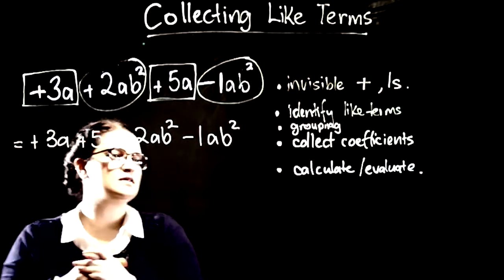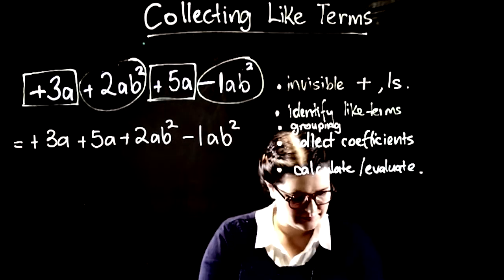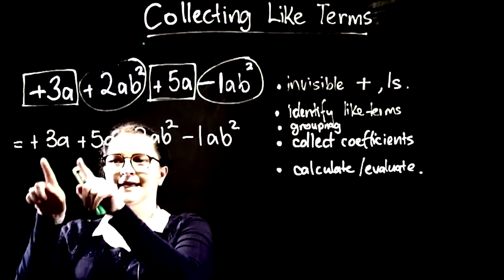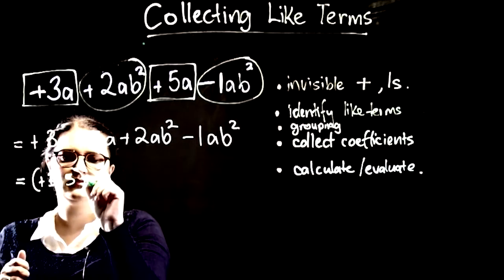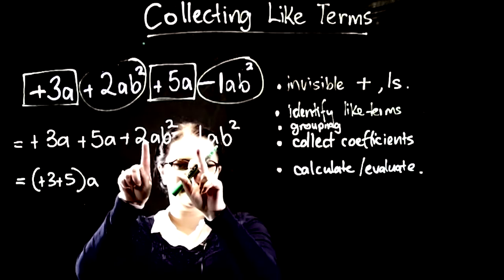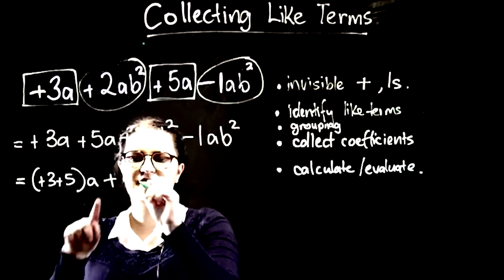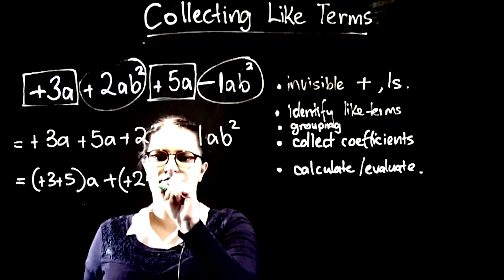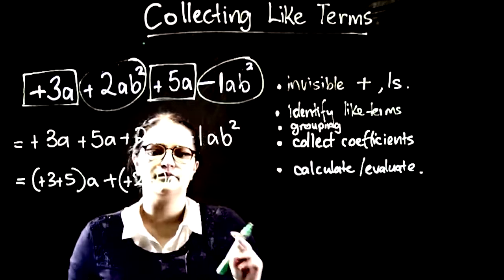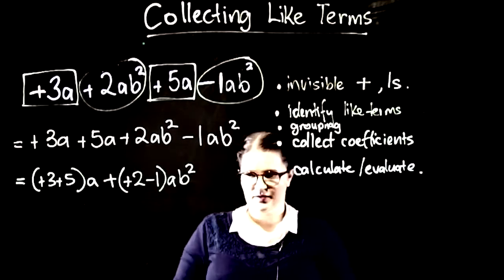So the next step is to collect coefficients. So like in the previous example, I do 3 plus 5 a and then plus positive 2 take 1 ab squared. Now the plus in the middle we leave as a default because you can see in my bracket I've kept the plus in front of the 2 and the negative in front of the 1. So that's collecting coefficients.